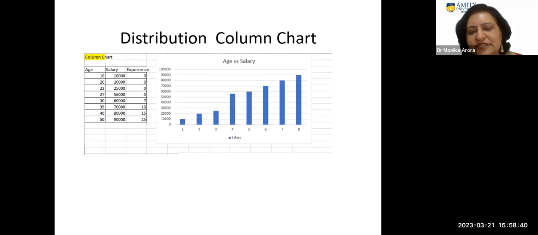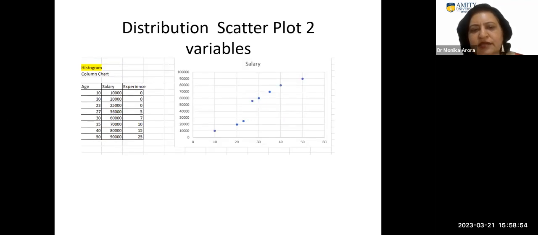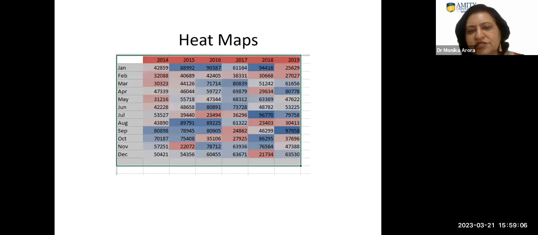Then you have age versus salary. There are different tools, but we are more focusing on the charts only. Then there is a scatter plot, with 2 variables, where the scatter plot is done with the age, and there is another chart which is called the heat map.